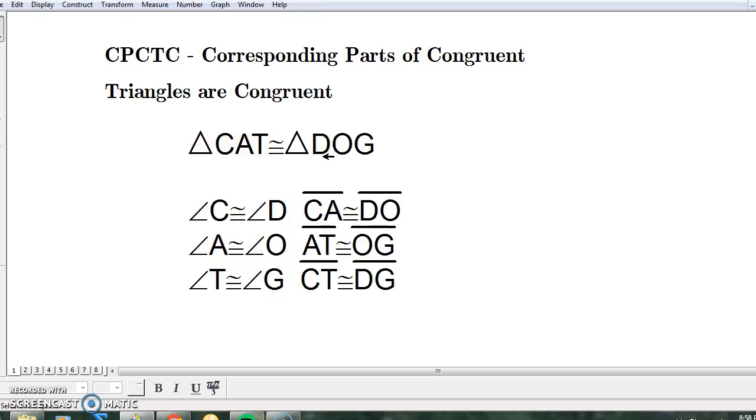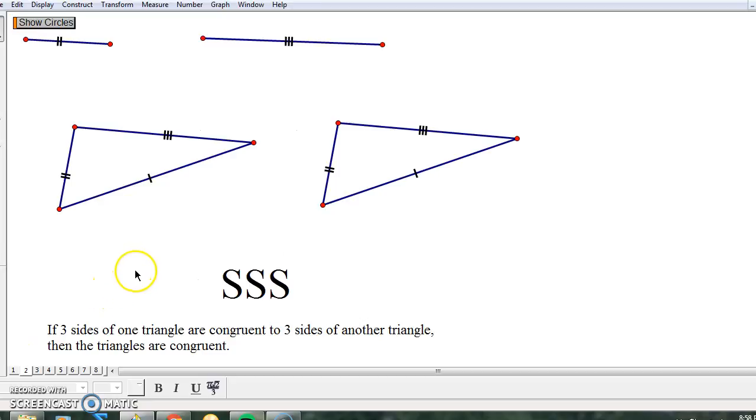Well, we're going to see if there's a shortcut, or different shortcuts, where we can say that the triangles are congruent, even if we don't know all 6 parts are congruent. So we're going to go through the different options. The first option is if we know that 3 sides of one triangle are congruent to 3 sides of another triangle, are the 2 triangles necessarily congruent? And I can demonstrate that they are.